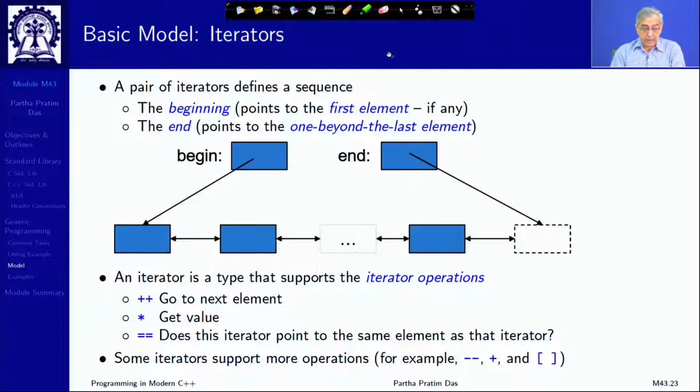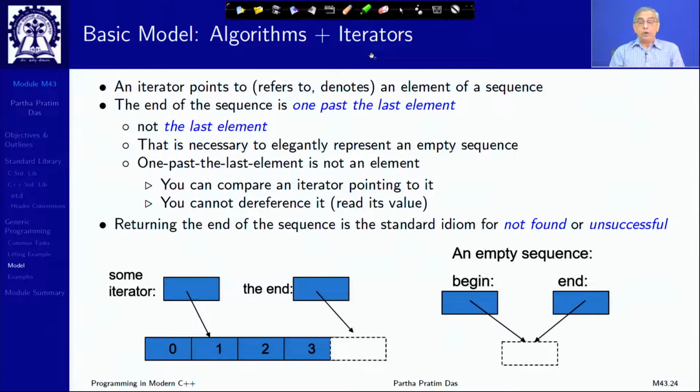So, this is the basic model that is used. This is the better diagram of the iterator that I was drawing earlier. Typically the initial position is called begin, one past the last element is called end, and there are 3 operators: plus plus to go to the next element, star to get the value, and equality to check if 2 iterator values are equal or not. So, algorithms can now be written just thinking of the iterators.